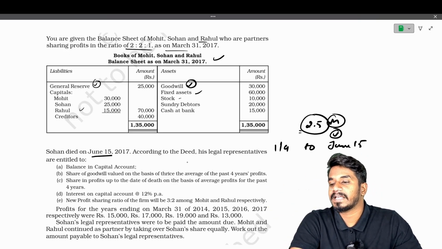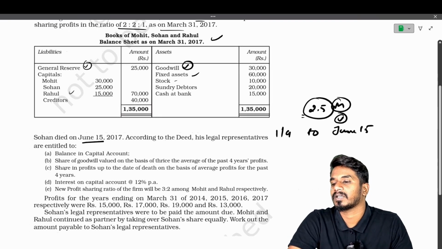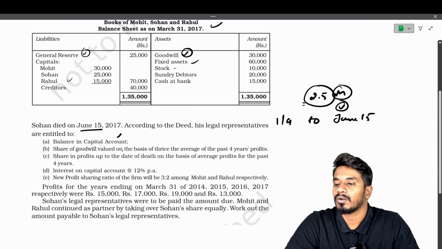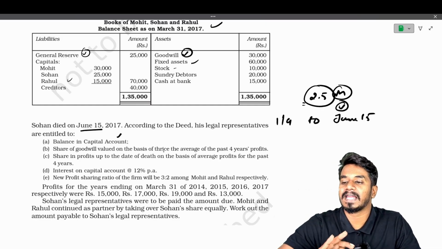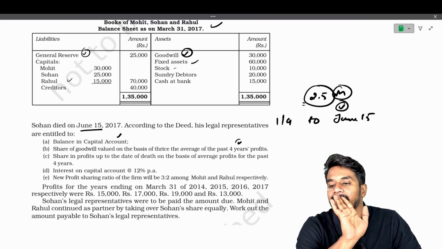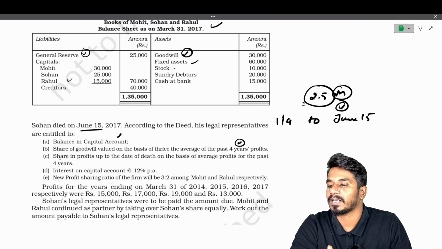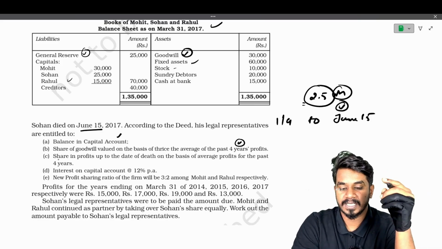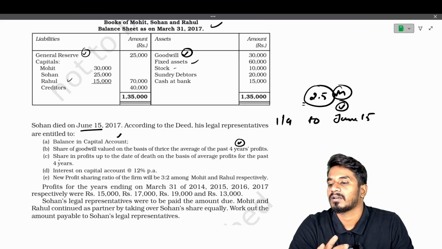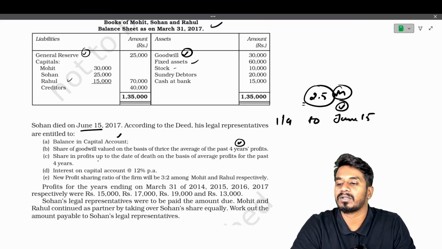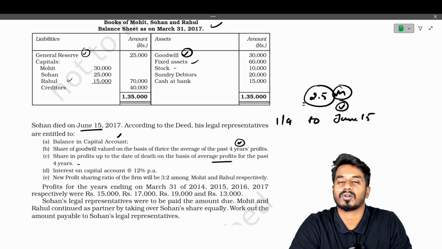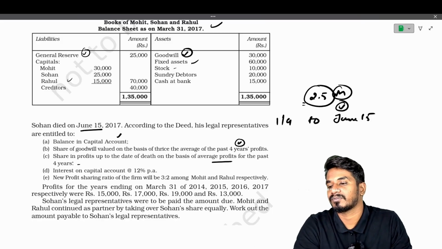His legal representatives are entitled to the balance in capital, we have to settle, and a share of goodwill valued on the basis of the price of the average profit of the past 4 years. I will explain what it is while calculating, right? So clearly they are giving, if we get the average profit, the price of that goodwill will be there, correct? Share in profits up to the date of death on the basis of the average profit for the past 4 years. The profit will be the average profit of the last 4 years.